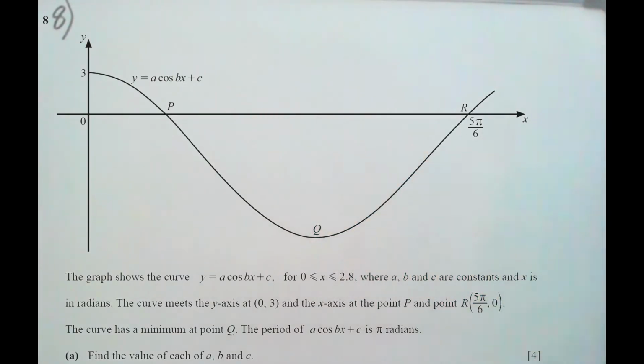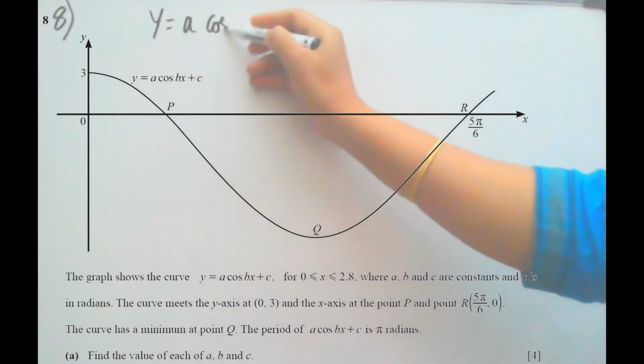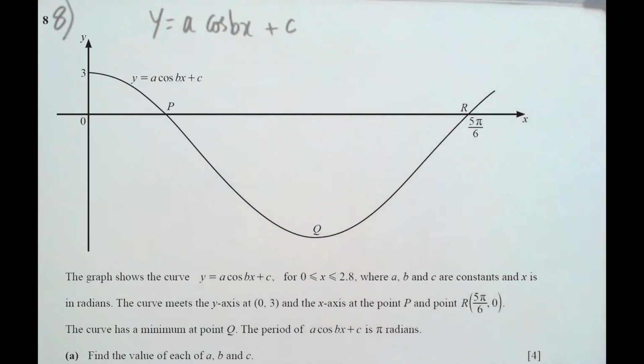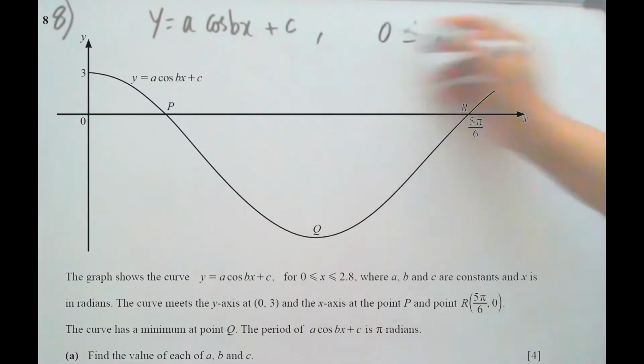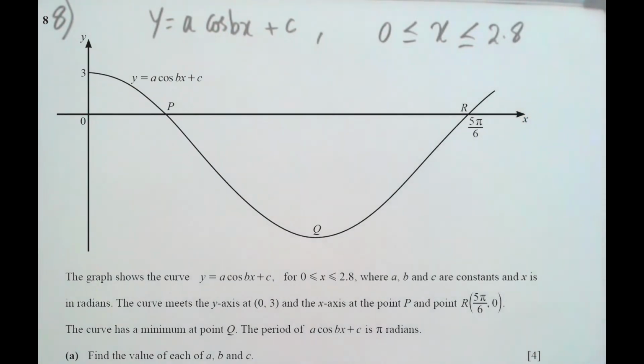Now going to question number 8. The graph shows the curve y equals a cos bx plus c for x between 0 and 2.8, where a, b and c are constants and x is in radians. The curve meets the y-axis at 0, 3 and the x-axis at the point P and at point R. R's coordinates are 5 pi by 6, 0. The curve has a minimum point at Q. The period of a cos bx plus c is pi radians. Find the value of each of a, b and c.